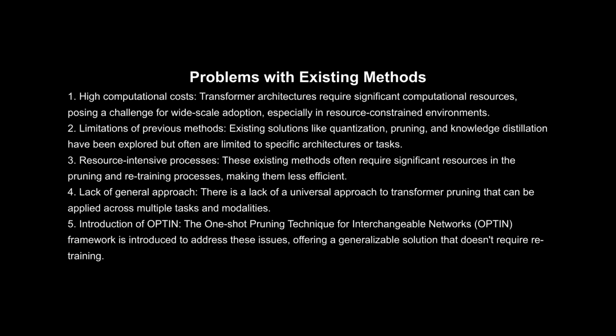The authors also highlight the lack of a general approach to transformer pruning across multiple tasks and modalities, which provides motivation for their work. They introduce the One-shot Pruning Technique for Interchangeable Networks, OPTIN framework, to efficiently compress modern transformers. The novelty of this framework lies in its generalizability across domains and tasks, and its ability to produce competitive models without requiring retraining.